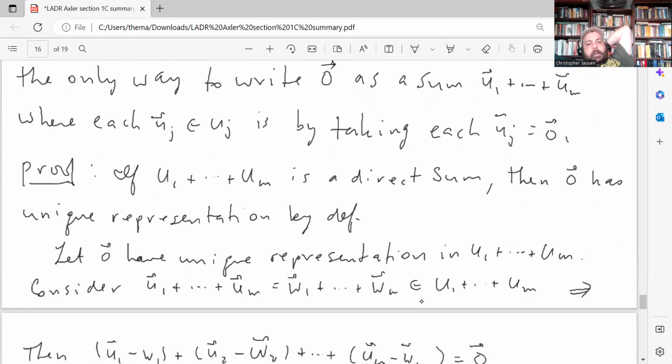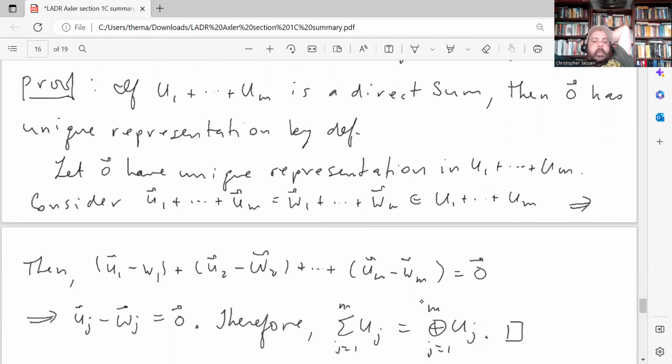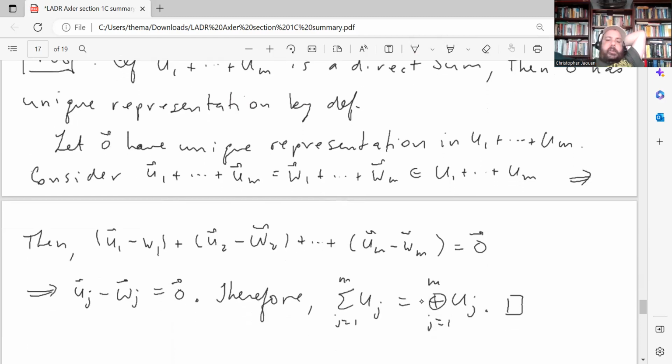Let's prove it. The forward direction is easy. If U1 through Um is a direct sum, then obviously 0 has unique representation. That's the definition of a direct sum. Okay. Going in the other direction, let 0 have unique representation in the sum. Consider u1 through um equals w1 plus wm in the sum. Then that means you can write the 0 vector as u1 minus w1 here.